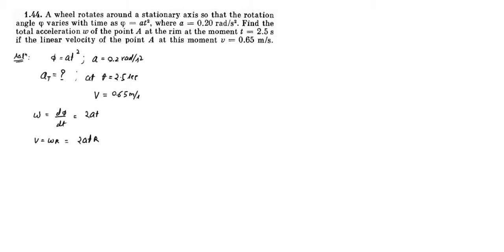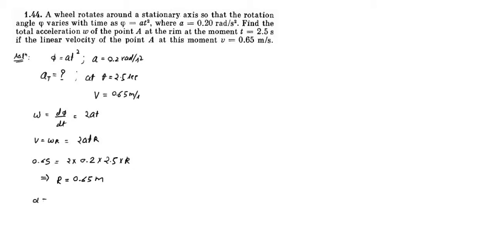So at t equals 2.5 second and linear velocity 0.65, we can substitute the values. 0.65 equals 2 into the value of a, which is 0.2, and the instant is 2.5, into r. So 2 into 2.5 is 5, into 0.2 is 1. So from here we will get the value of r equal to 0.65 meter.